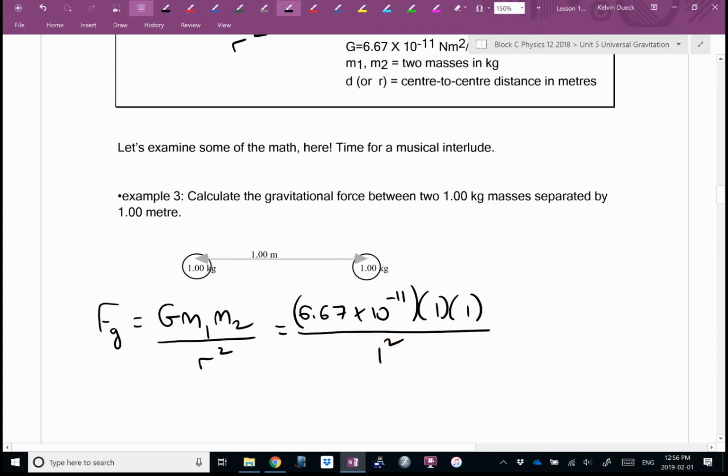Please don't reach for your calculator, Danielle. Put that calculator away. Danielle, what's 6.67 times 10 to the negative 11 times 1 divided by 1 divided by 1? In your head, please.